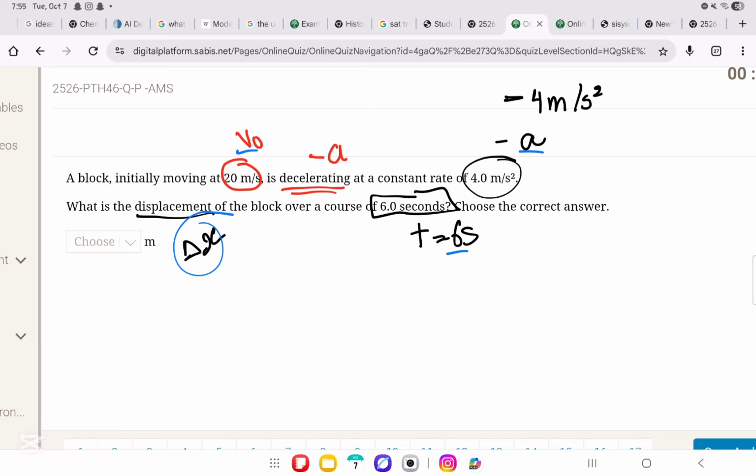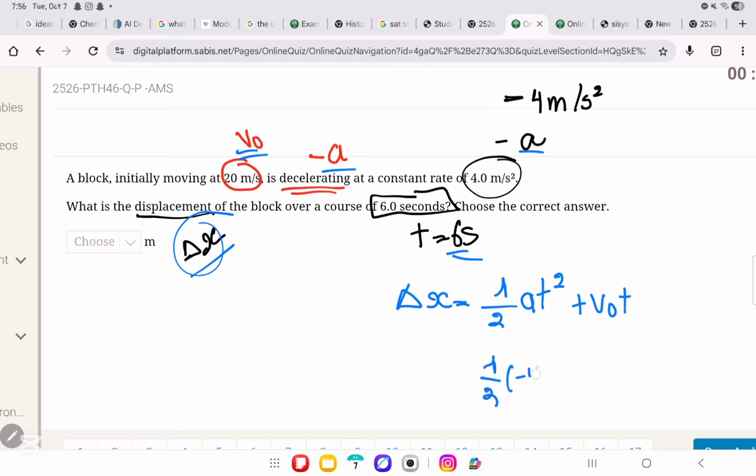If we have velocity, acceleration, and time, very simply, the equation is delta x is equal to 1 over 2 at squared plus v initial t. So let's substitute: 1 over 2 times minus 4 times 6 squared plus v initial, which was 20, times 6. Put it on your calculator and solve, and you are supposed to get an answer of 48 meters.